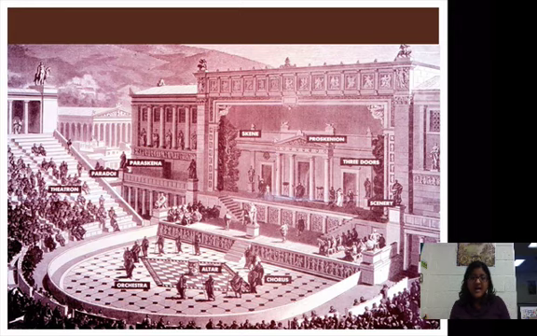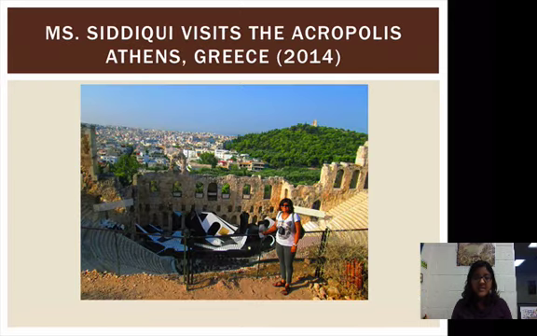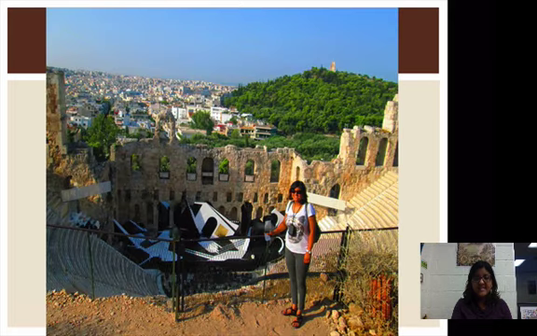So here is an illustration of the theater. You can see we've got the skene, the proskenion. You can see where the scenery is built in. You can see where the chorus is, and that orchestra space, and then the theatron, and then the parados where the chorus enters and also exits. So this is the Theater of Dionysus in Athens, Greece, which I also visited. So this is me at the Acropolis in 2014, right in front of the Theater of Dionysus.